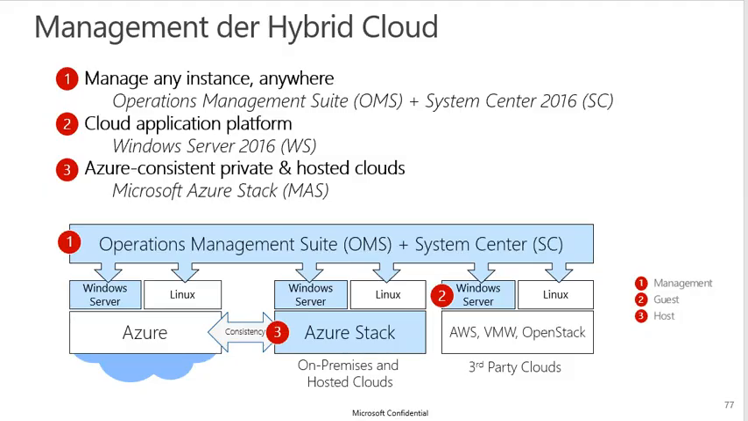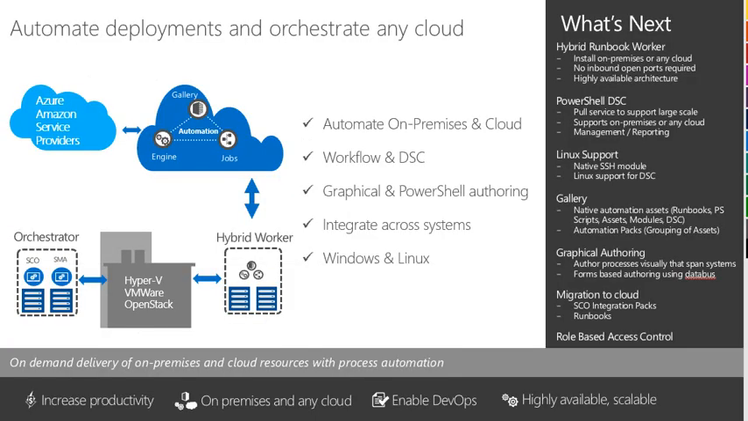So the implementation will be Operations Management Suite, OMS, plus System Center, and then the cloud application platform, and then Azure consistent private and hosted cloud, something like the one we are presenting from 1 to 3. Then we move on next to the automation part.